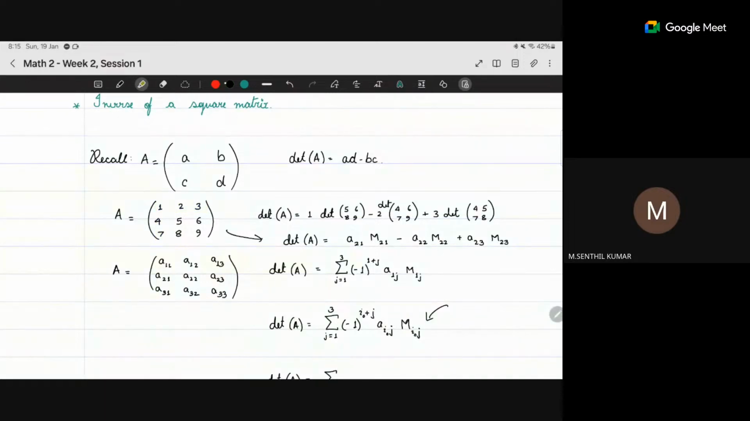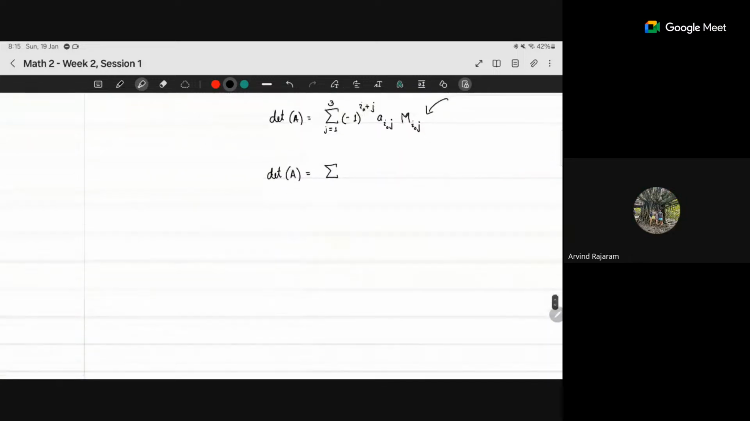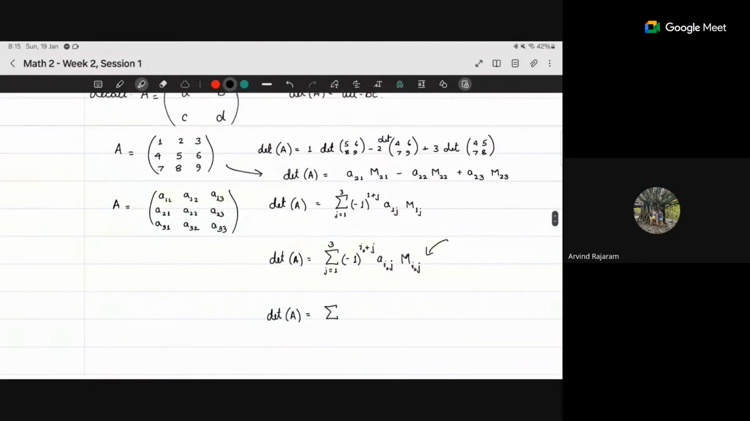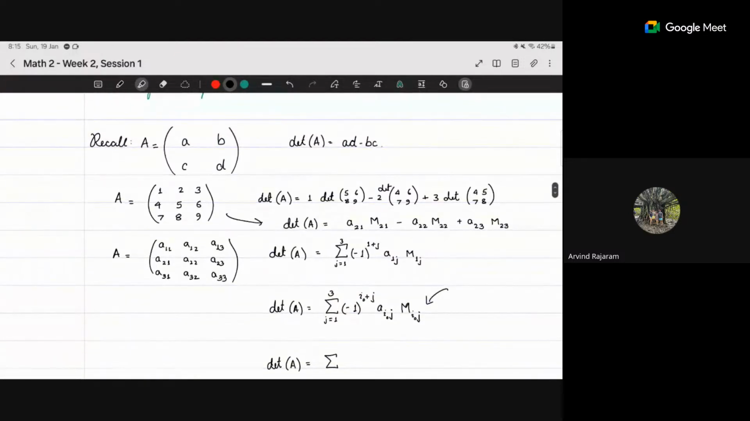Maybe if this is not clear, let's do this example more explicitly. Sir, one question. Why is that called M21? I understand the minor part, 5, 6, 8, 9. It is called the minor corresponding to the index 2, 1. So these two things are different. Maybe this is causing confusion, as the final result will be the same.